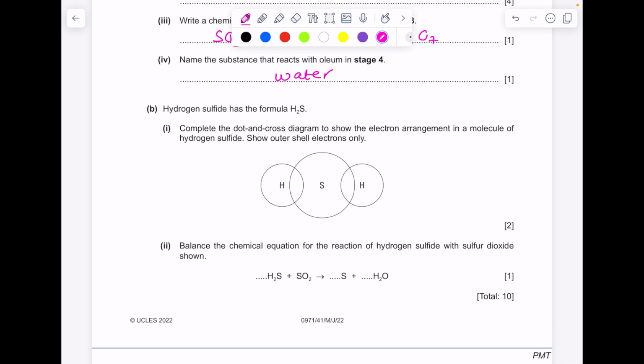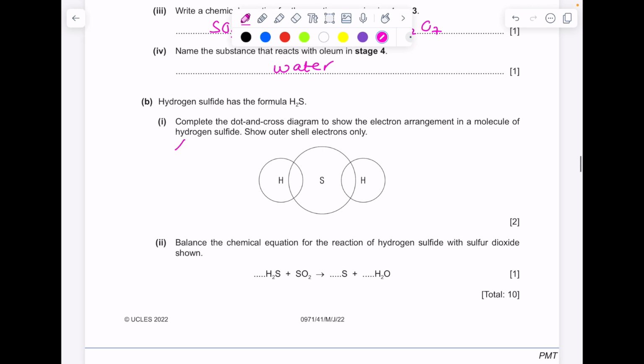Hydrogen sulfide has the formula H2S. Complete the dot and cross diagram to show the electron arrangement in a molecule of hydrogen sulfide. Show the outer shell electrons only. So hydrogen has 1 electron in its outer shell. Sulfur has 6 electrons. So draw 1 electron for each of the hydrogens, 6 electrons for sulfur, and then double check to make sure they're both full. Yeah, there's 8 electrons around sulfur and 2 for each of hydrogen, they're full.